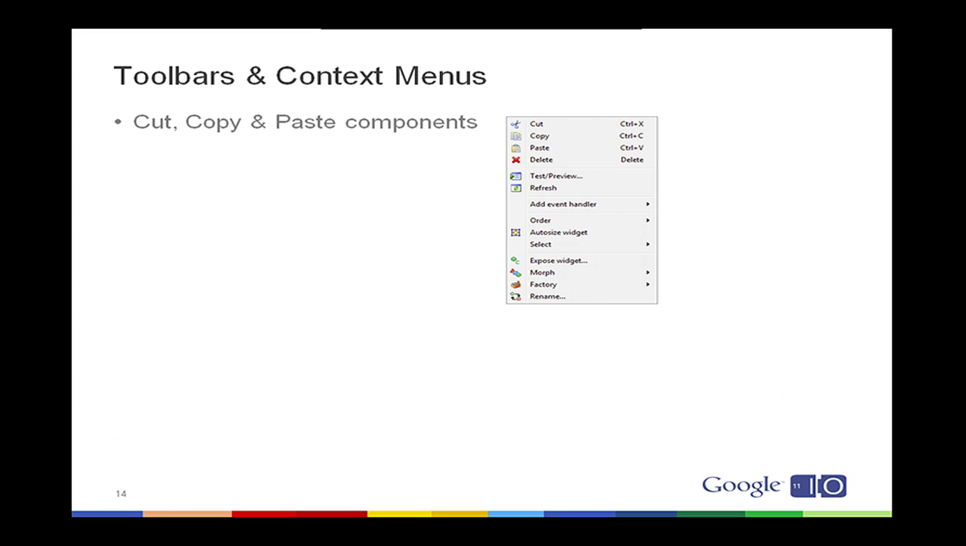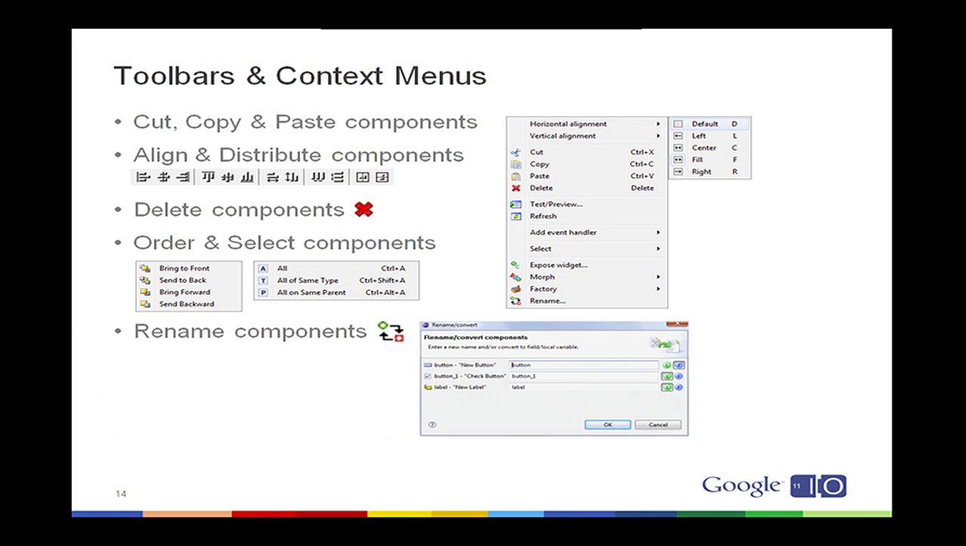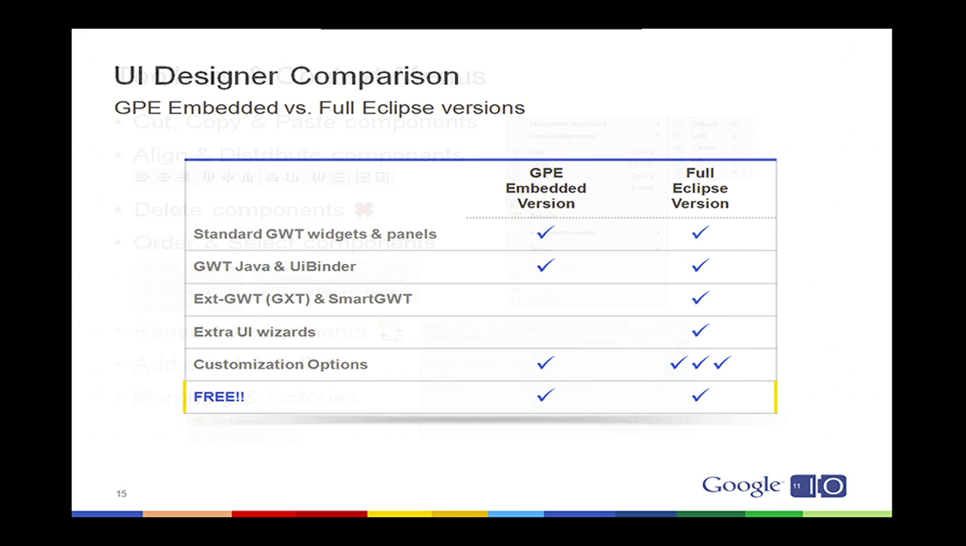And finally, a large number of context menu commands and toolbar options, things like cut, copy, paste, alignment and distribution, deleting components, ordering and selecting components, renaming components. If you want to rename multiple instance variables at the same time, you can do that. Add event handlers and access morphing and factory tools.